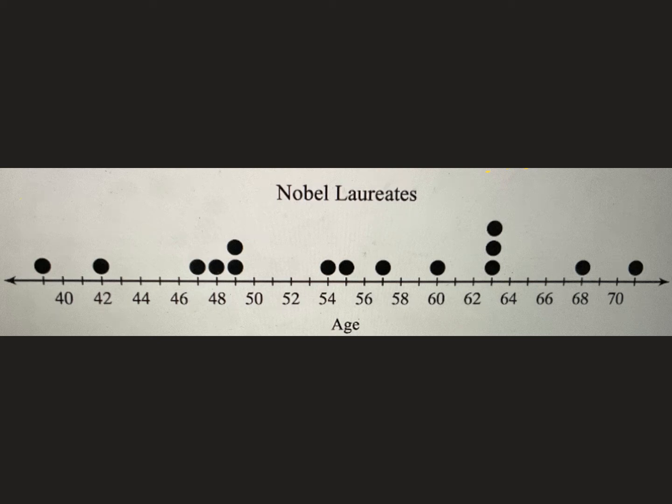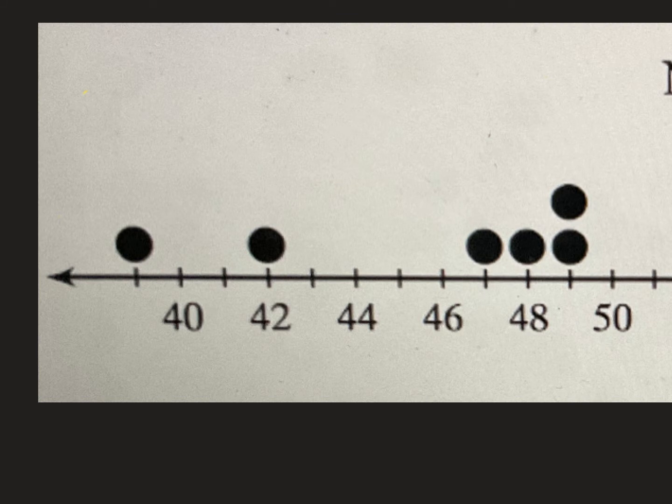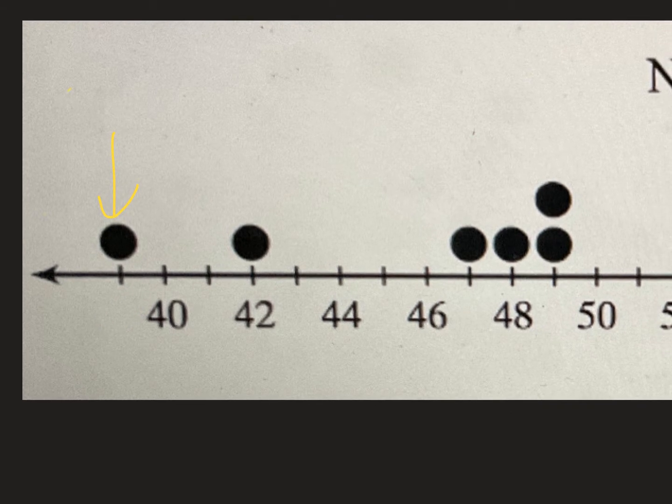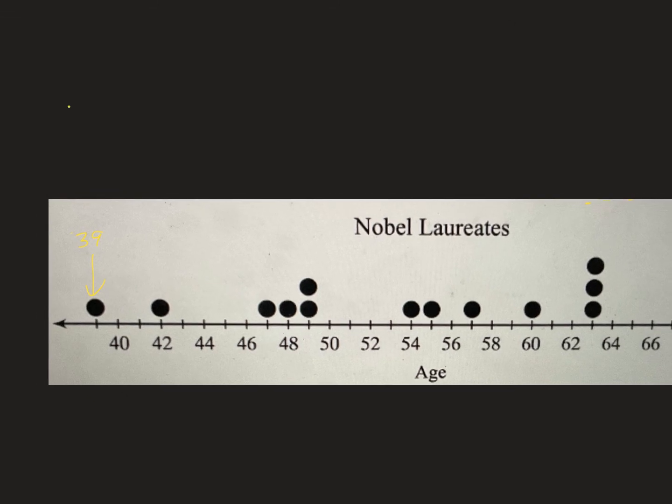Hey mathematicians, in this video we are going to find the mean for a set of data, and the first thing we have to do is make sure that we actually know what numbers we're working with here in our data set. So I'm going to look here in my dot plot and see how there's a dot to the left of the 40, which means that this is going to be the number 39, right? And because there's one dot above that 39, we're going to write 39 once.